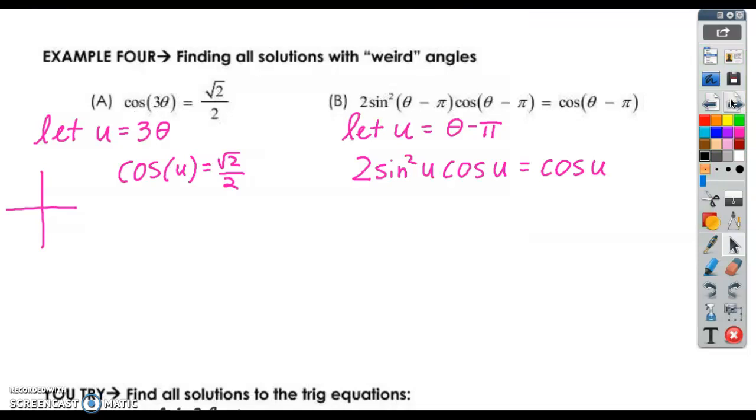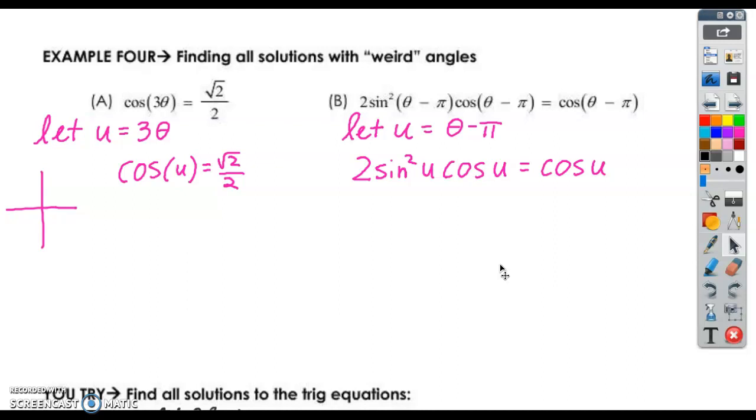And now we are moving on to example 4. And this is where things start to get a little tricky and also kind of fun. All right, so sometimes we're going to have to find solutions of weird angles that are not on the unit circle, like 3 theta. All right, so we're just going to change that.